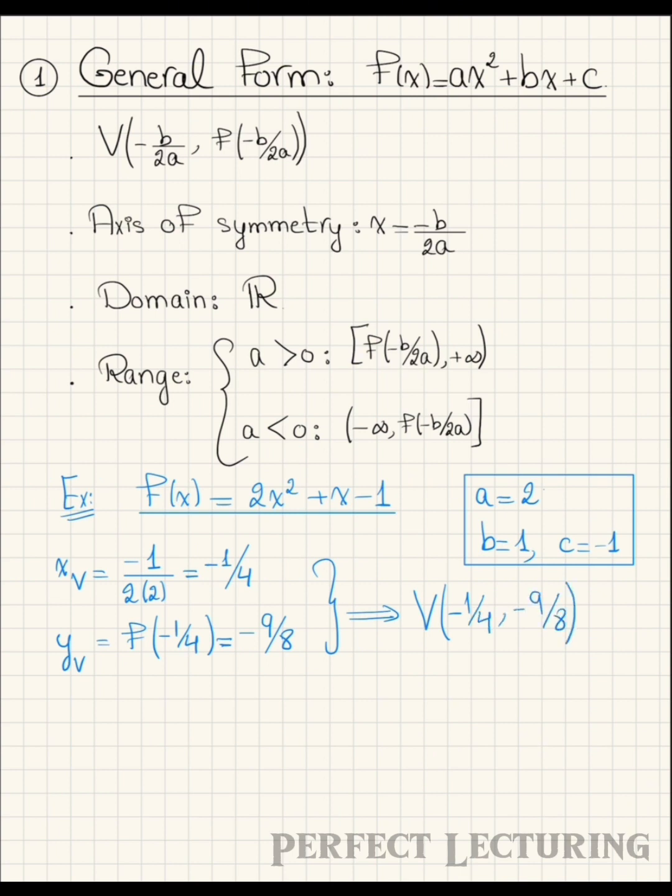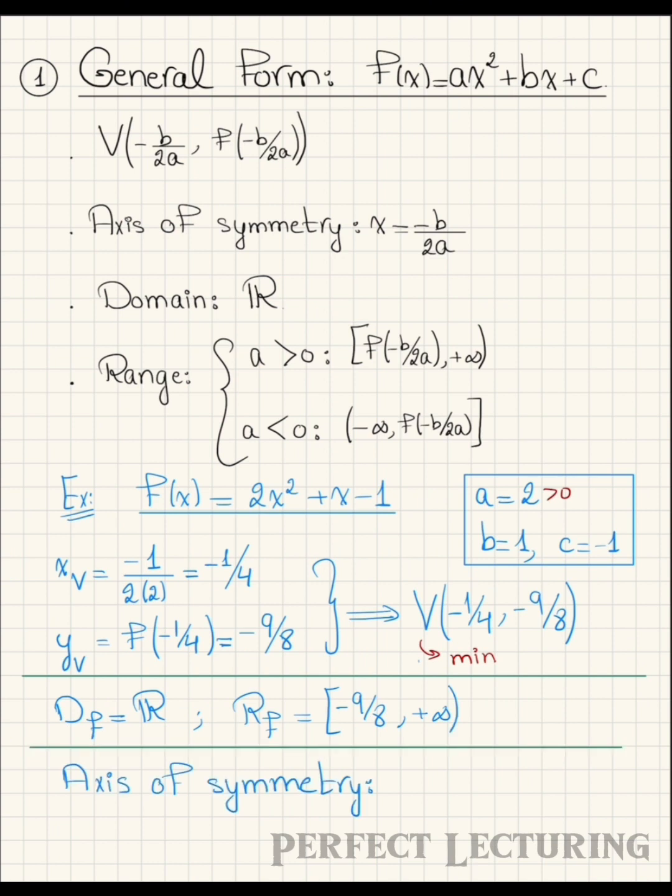Moreover, since a is positive, then the vertex is a minimum. The domain of definition is always R, and since the vertex is a minimum, the range becomes f of negative b over 2a, which is negative 9 over 8, up to positive infinity. And finally, the axis of symmetry is x equals negative b over 2a, which means x equals negative 1 over 4.